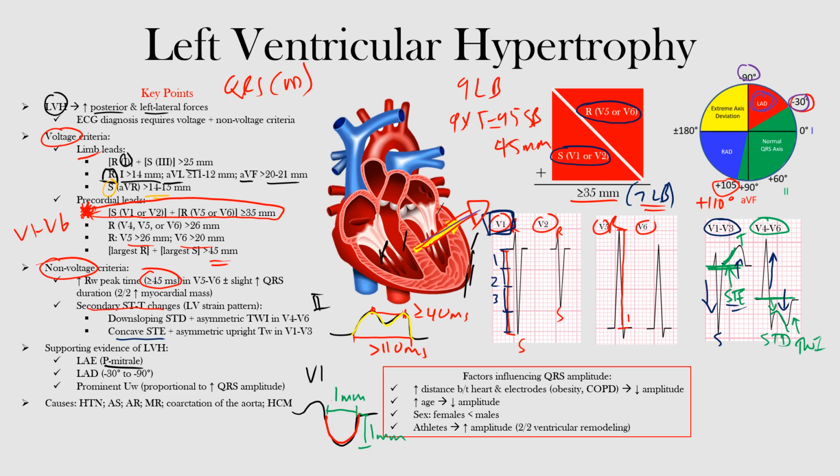And lastly, prominent U waves may also support left ventricular hypertrophy. Generally, they are proportional to the QRS amplitude. In other words, as the QRS amplitude increases, so would the U wave amplitude. All right, in terms of causes, we have a few listed here, including systemic hypertension, aortic stenosis, aortic or mitral regurgitation, coarctation of the aorta, and hypertrophic cardiomyopathy.